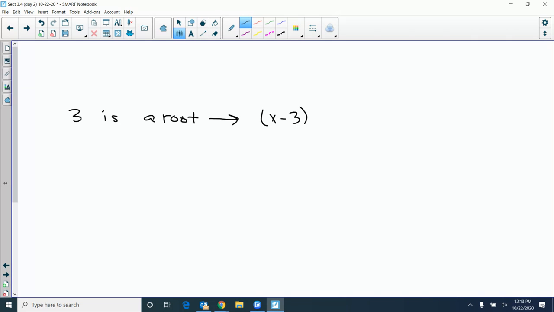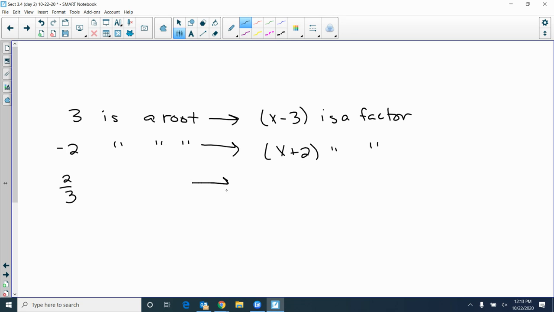All right, just pay attention to this. You don't need to write this down. If 3 is a root, x minus 3 is a factor. If -2 is a root, what's a factor? X plus 2. Okay. All right, what about 2/3? If that's a root, what's a factor? 3x minus 2, right? And then what if you have negative 1/3? What's a factor? It would be 3x plus 1.